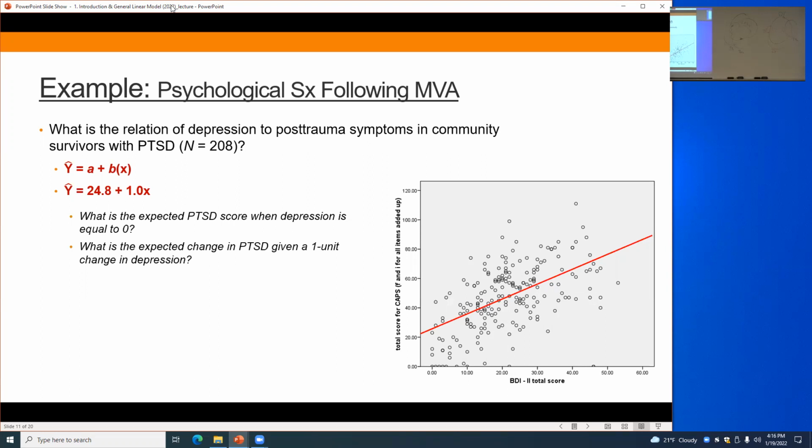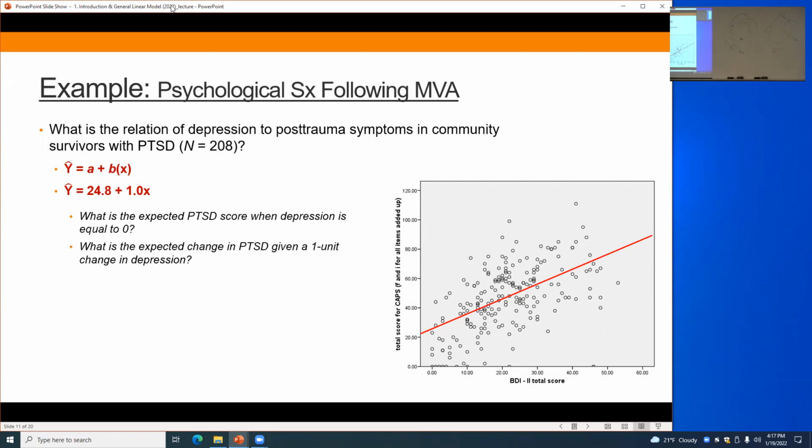What about the expected change in PTSD given a 1-unit change in depression? 25. What's that? 25.8. What's that now? 25.8. Yes, if I were to go from 0 to 1, but keep on that logic, just in general, if I were to change my depression score by 1 unit, how much should I expect my PTSD score to change?